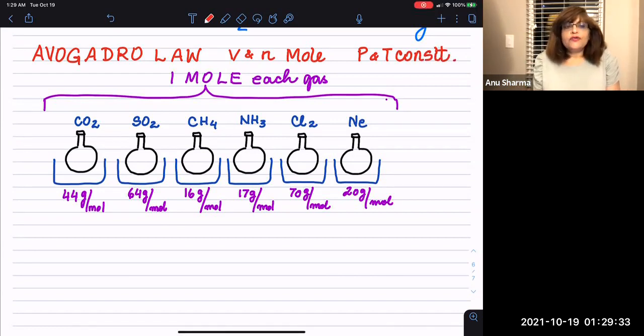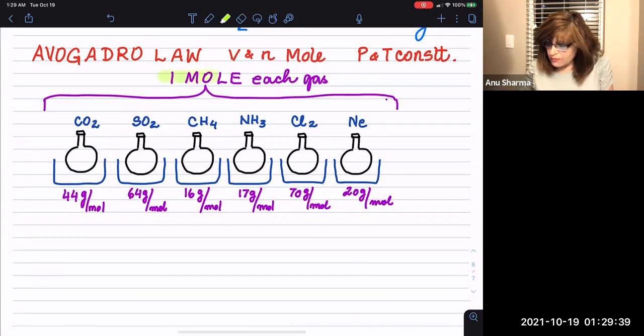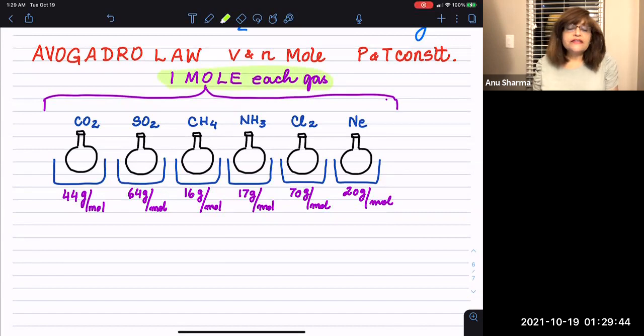So first thing is, you see all these flasks. Each of these flasks has 1 mole of gas. The weights are different. So when you have carbon dioxide, the weight is 44 grams. When you have sulfur dioxide, the weight is 64 grams per mole. When you have methane, the weight is 16 grams per mole. When you have ammonia, the weight is 19 grams per mole. Chlorine is 70 grams per mole. And neon is 20 grams per mole.